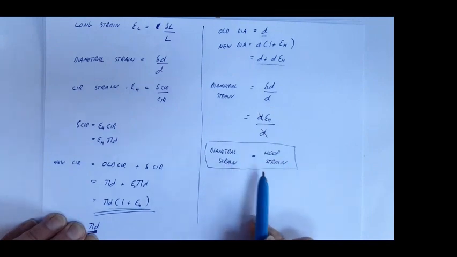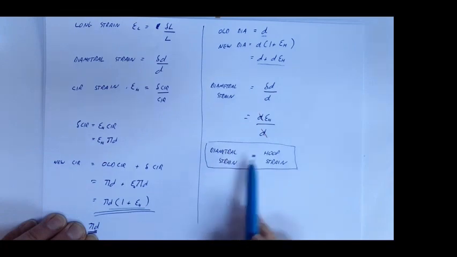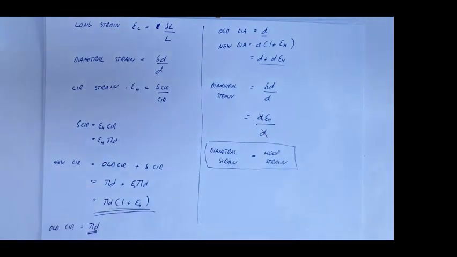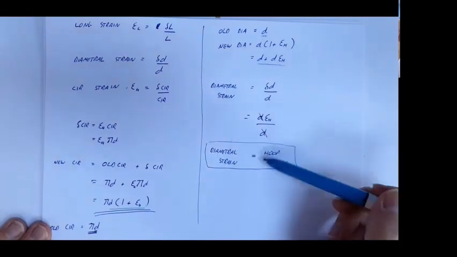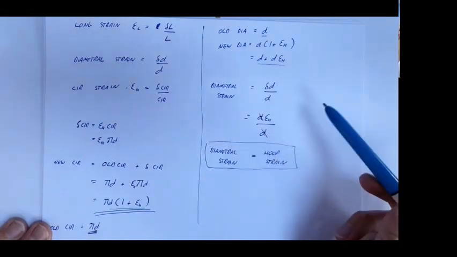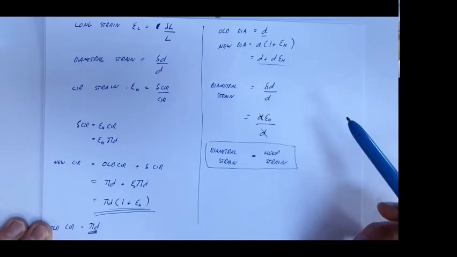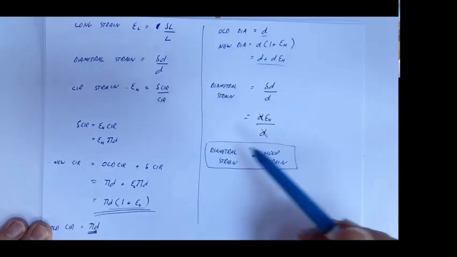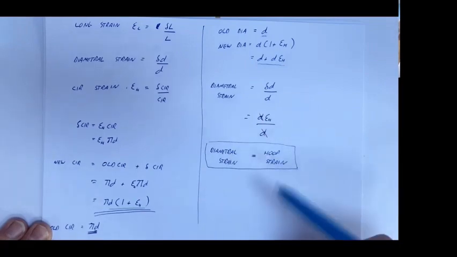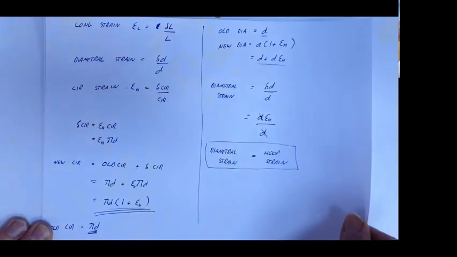So when we want to calculate the change in volume of the cylinder, we know the diametral strain is the same as the hoop strain. So we're trying to calculate the change in volume of this cylinder. We've worked out the change in length. We can now work out the change in diameter due to the fact that we know the diametral strain is the same as the hoop strain. If we know the change in diameter and the change in length, we can work out the change in volume of the cylinder. Okay, so let's do that.